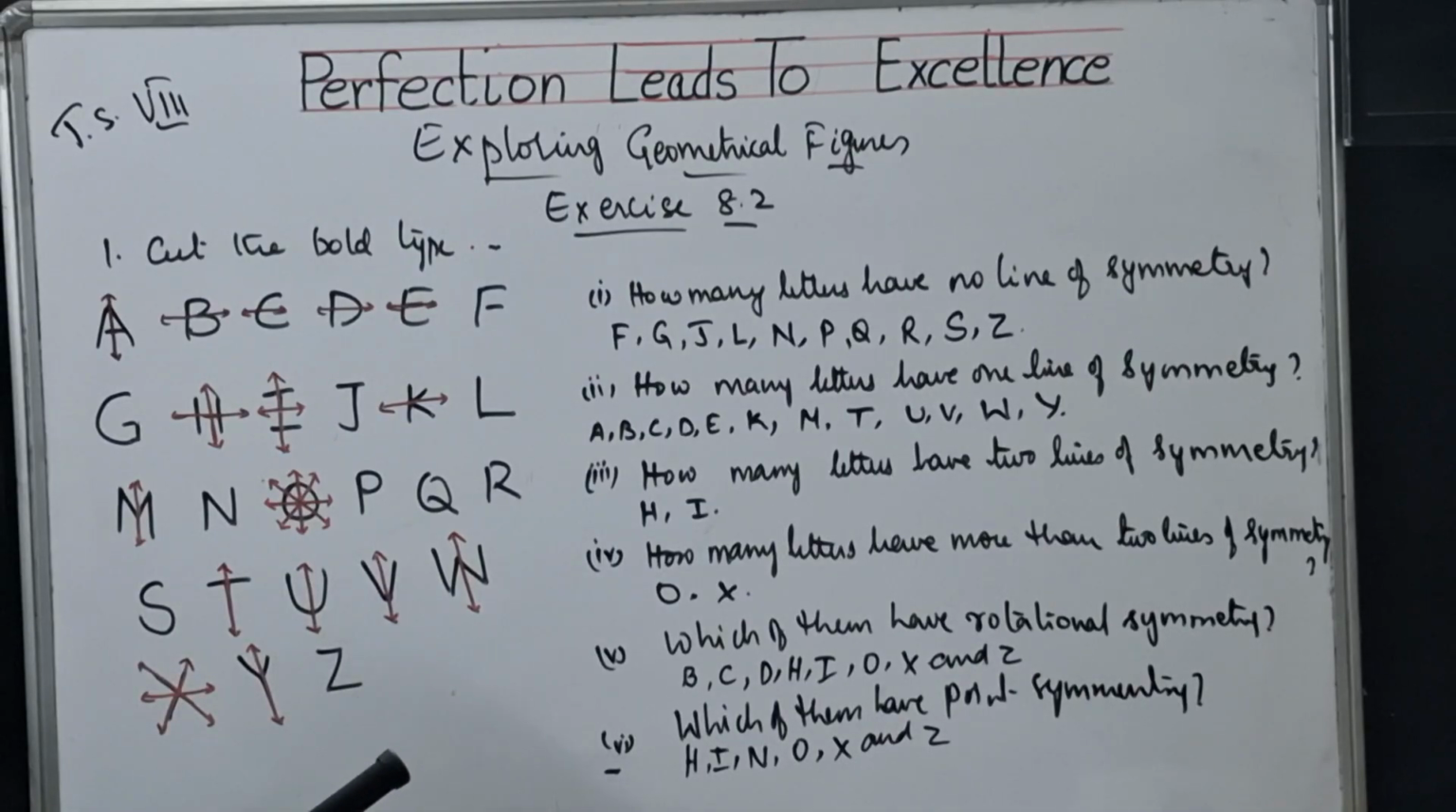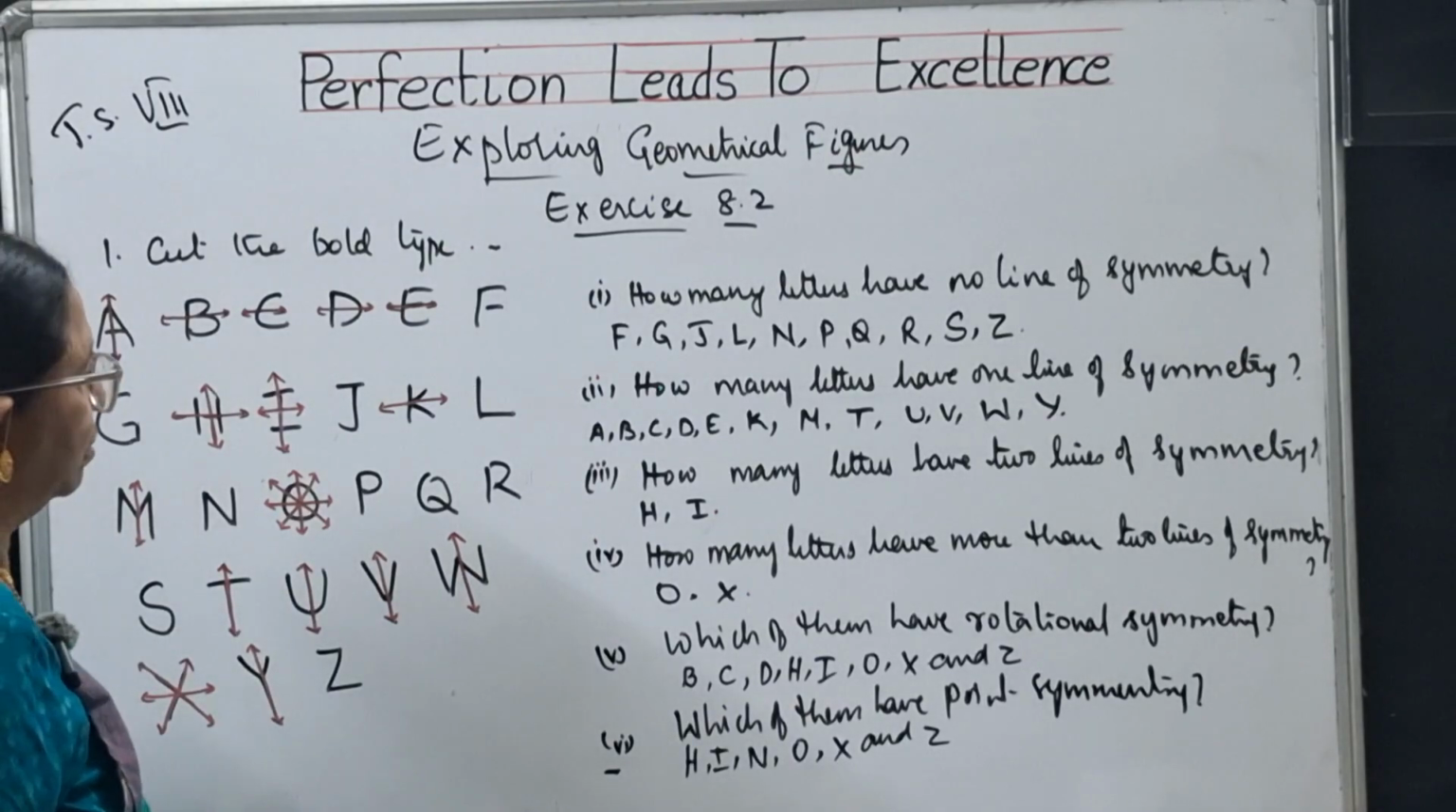And how many letters have two lines of symmetry? Two lines of symmetry, H is having, I is having. That's all. Next, how many letters have more than two lines of symmetry? See, O is having more than two, even X.